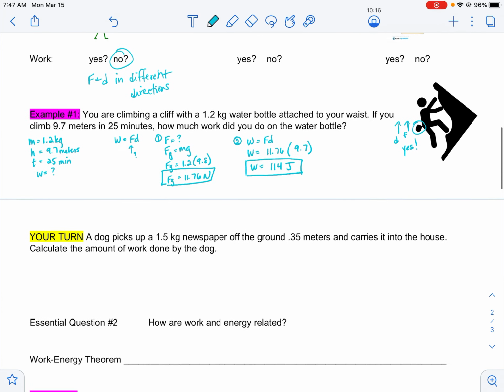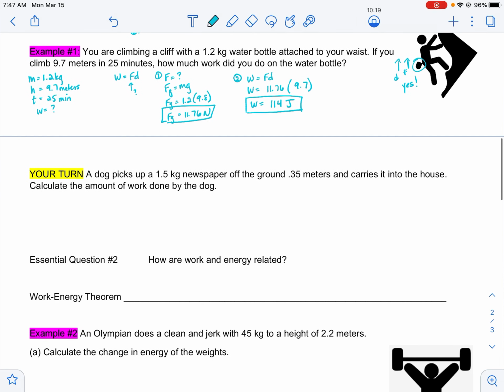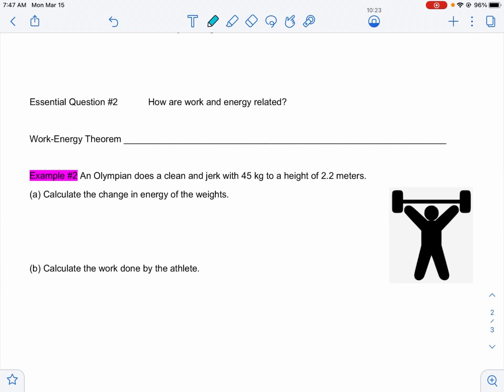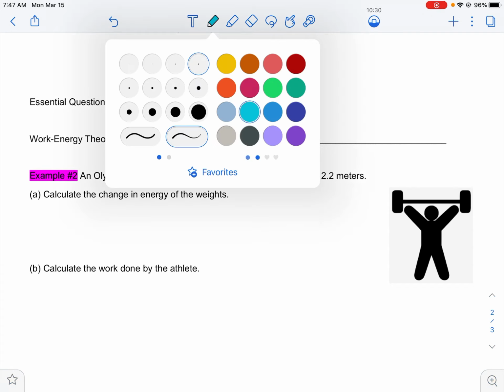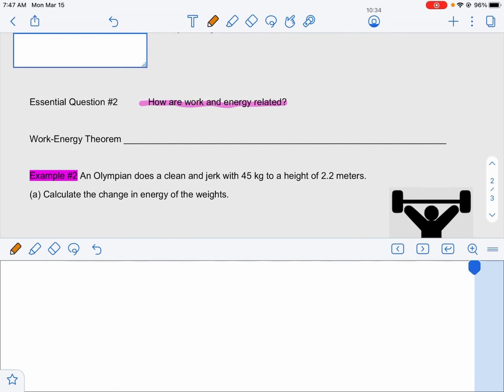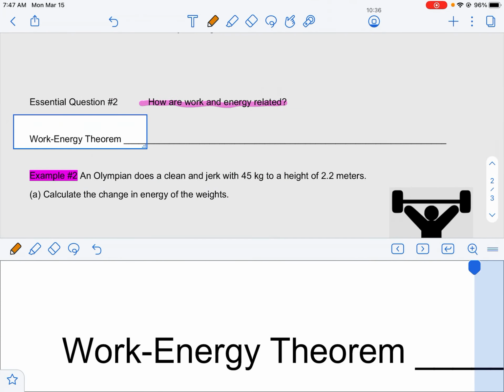All right, so far we've talked about work and the conditions of work. So now we are going to look at question number 2 here. How are work and energy related? Okay, and so this brings us to something called the work-energy theorem. And the work-energy theorem gives us the relationship between work and energy.